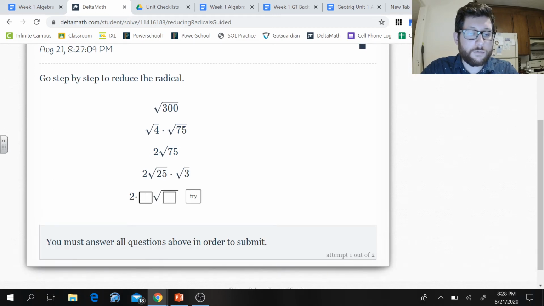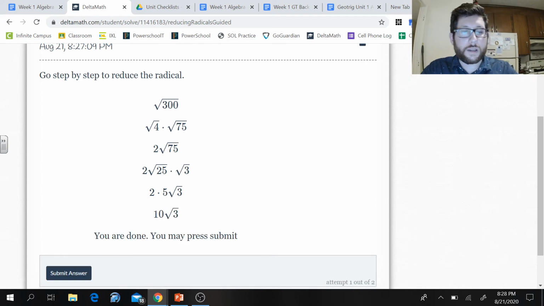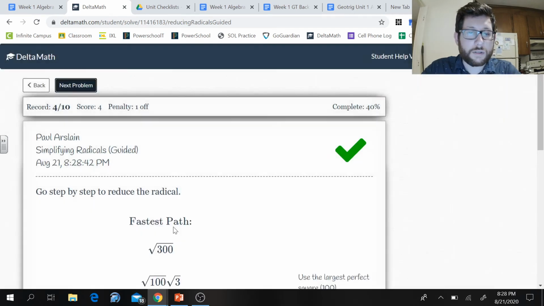And root 25 is 5. Root 3 is going to stay there. And 2 times 5 is going to be 10, root 3. And that looks like that's as simple as I can get. And sure enough, it says you're done. Hit submit. So I hit submit. Yes, I want to submit that answer.